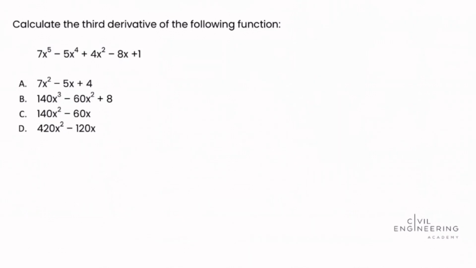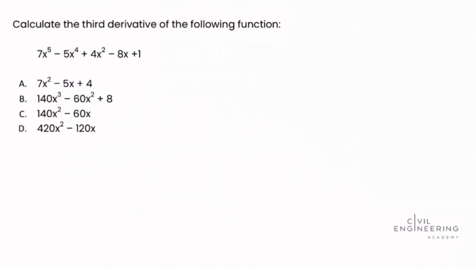This is Matt, and today we work a problem from the FE Civil exam dealing with calculus and derivatives. So let's dive in. We're asked, calculate the third derivative of the following function: 7x to the fifth minus 5x to the fourth plus 4x squared minus 8x plus 1.